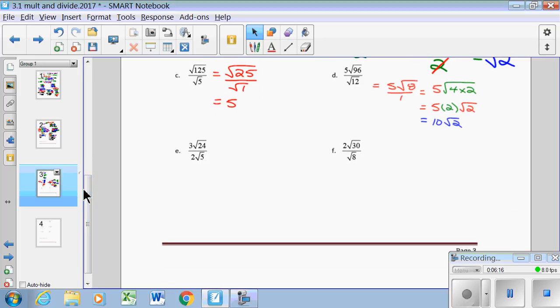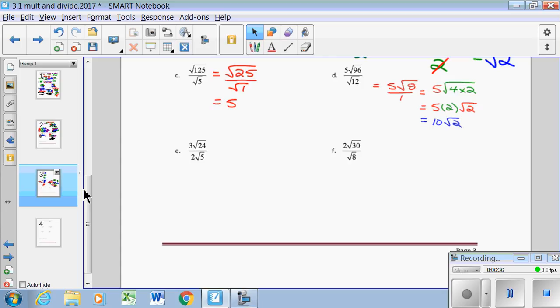Looking at E. E is different than A, B, C, or D because 24 doesn't divide by 5. So we're probably thinking we're done this question, but we're not done the question. What we have to do to simplify is we can only have either a radical on the top of the fraction or the bottom of the fraction. We can't have that square root sign on both the top and the bottom.